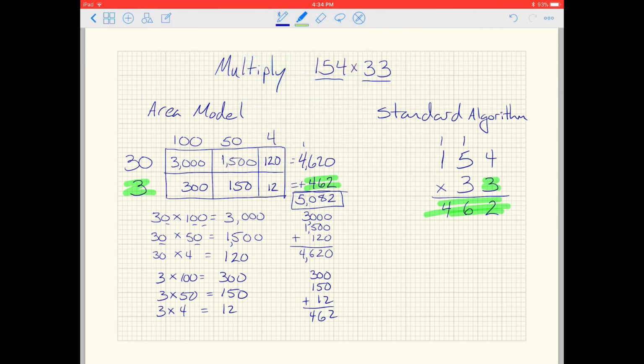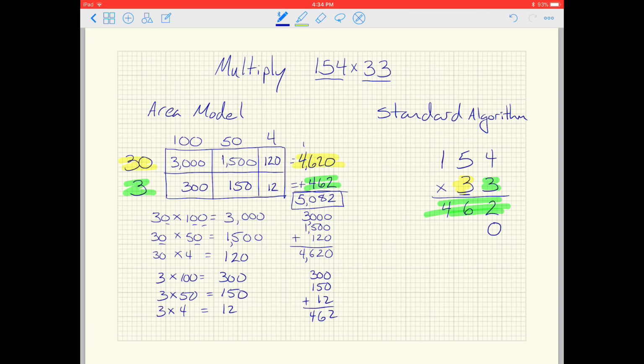Now this other row, did you notice that it was 10 times more? That's because 30 is 10 times more than 3, and when we multiplied 30 by everything, we got a number that was 10 times greater. And when it's 10 times greater, we're going to have that 0 there. So put the 0 down before you start. Now I can start doing 3 times 4.